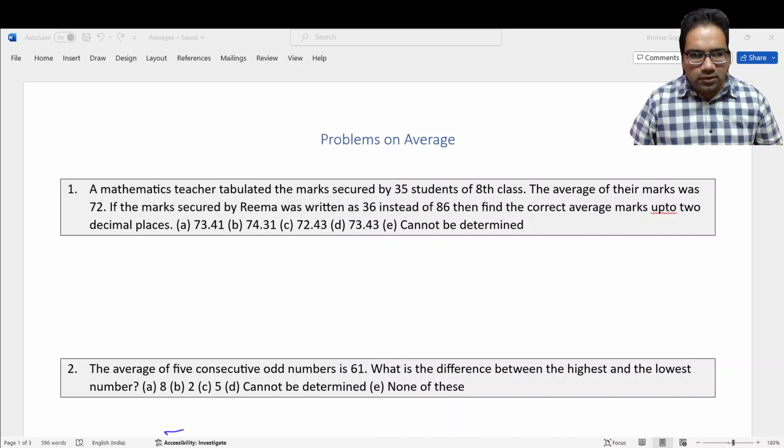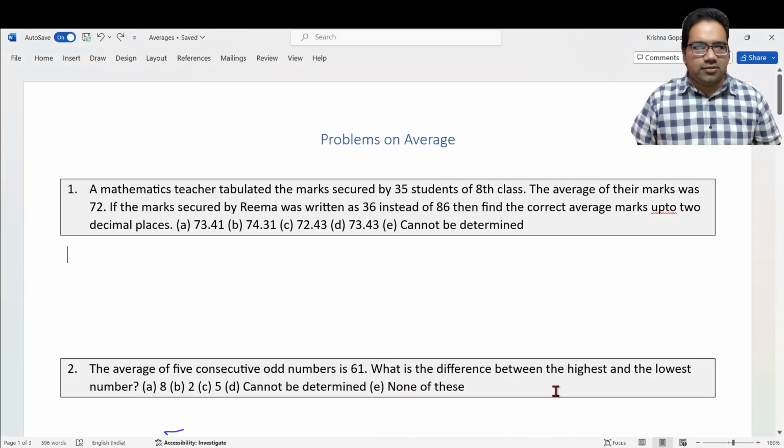Good evening, friends. Let us continue with our session. Let us solve a few more problems related to averages.